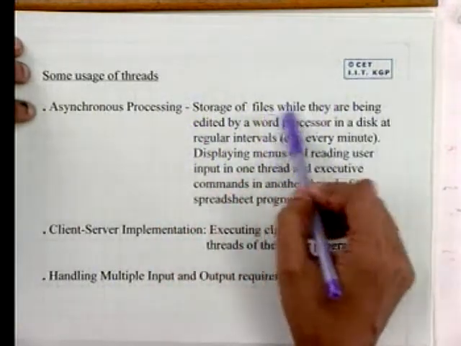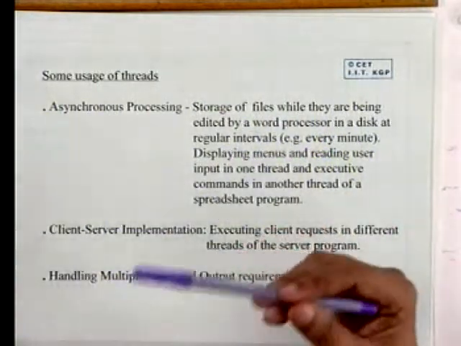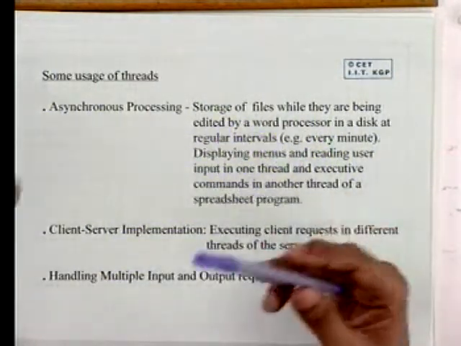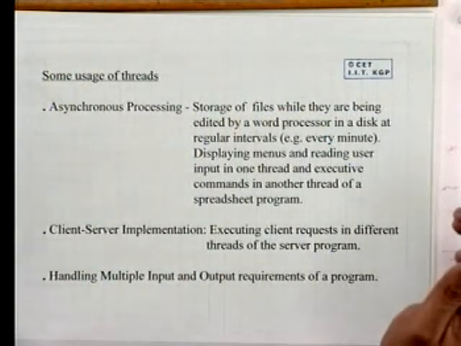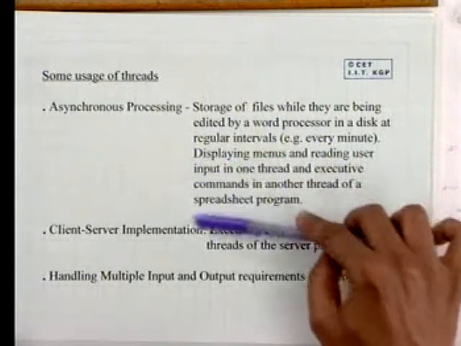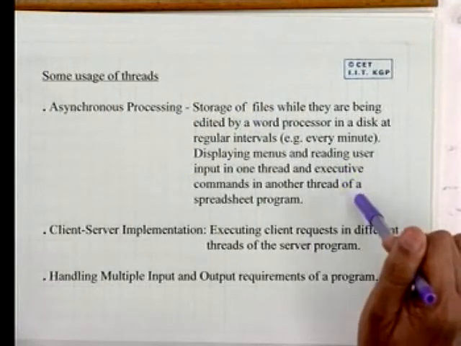One example is that there are usages like this: asynchronous processing, the storage of files just mentioned while they are being edited by a word processor on a disk at regular intervals. So every time you are editing, in the background you can run a thread. That thread will go on storing whatever we have modified till now onto the disk. Displaying menus and reading user input in one thread and executing commands in another thread of a spreadsheet program. So you can use these while implementing spreadsheets. We can have multiple threads to do different tasks in concurrently running threads.